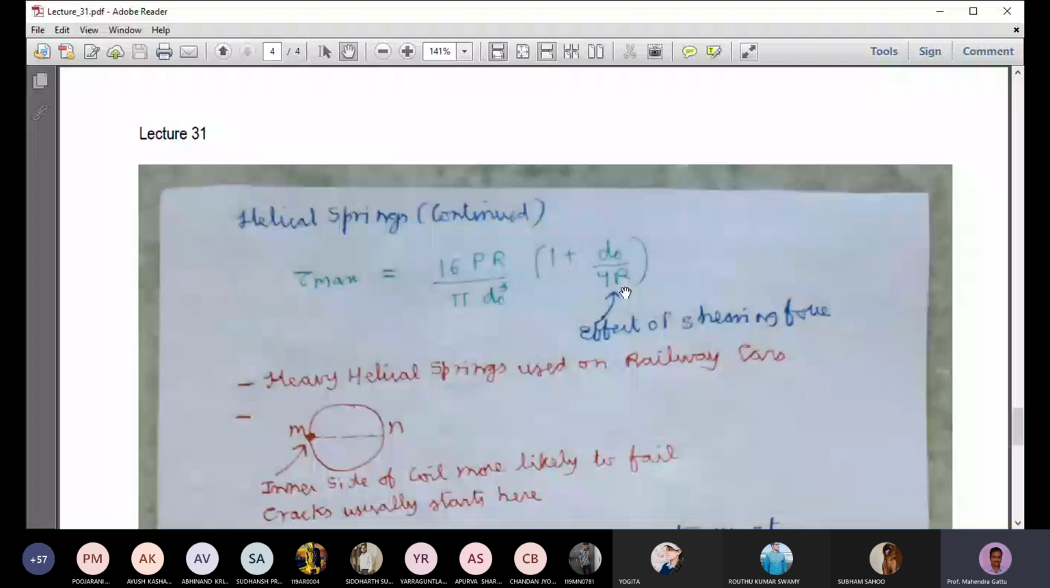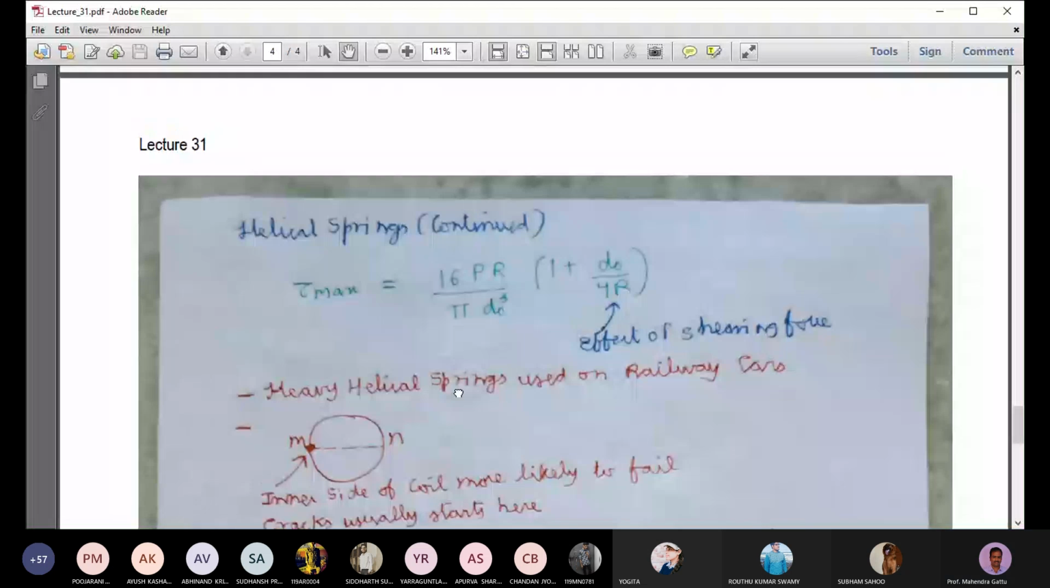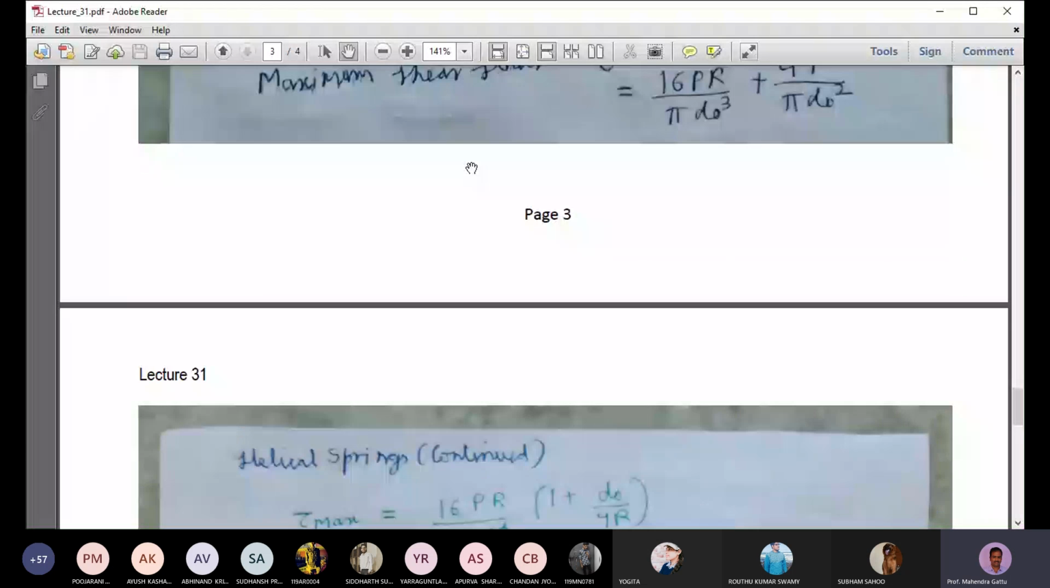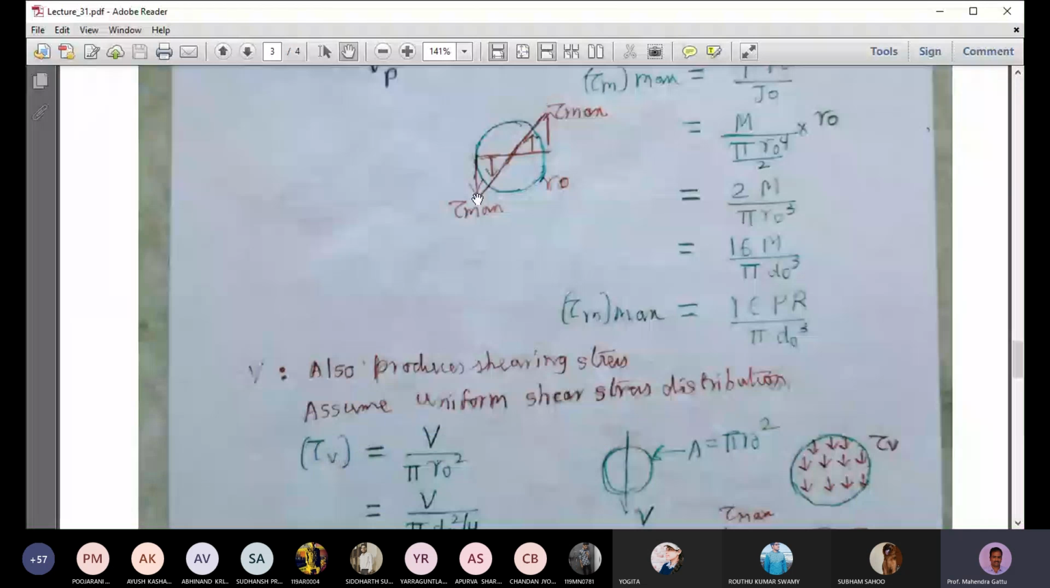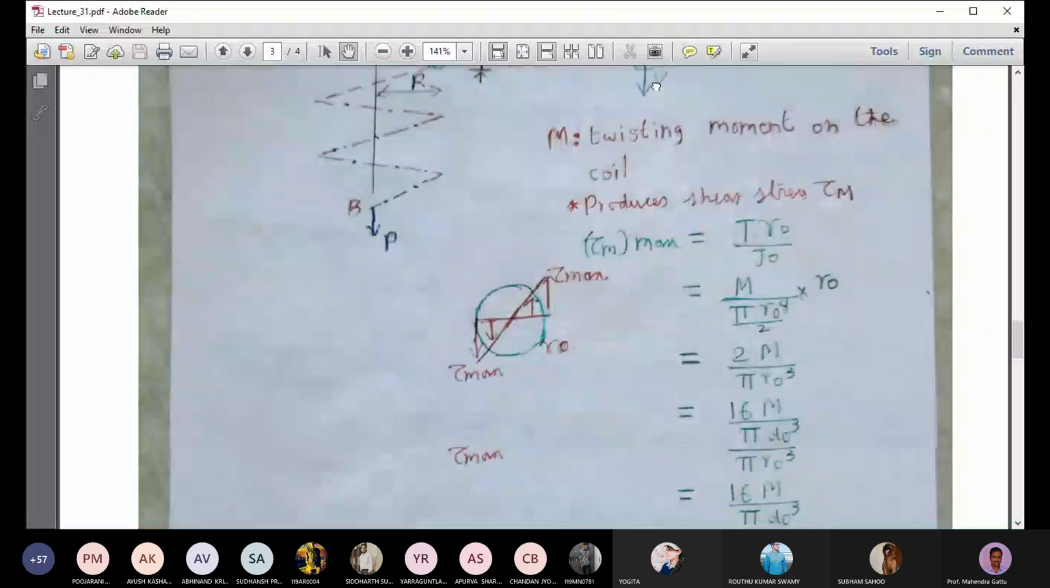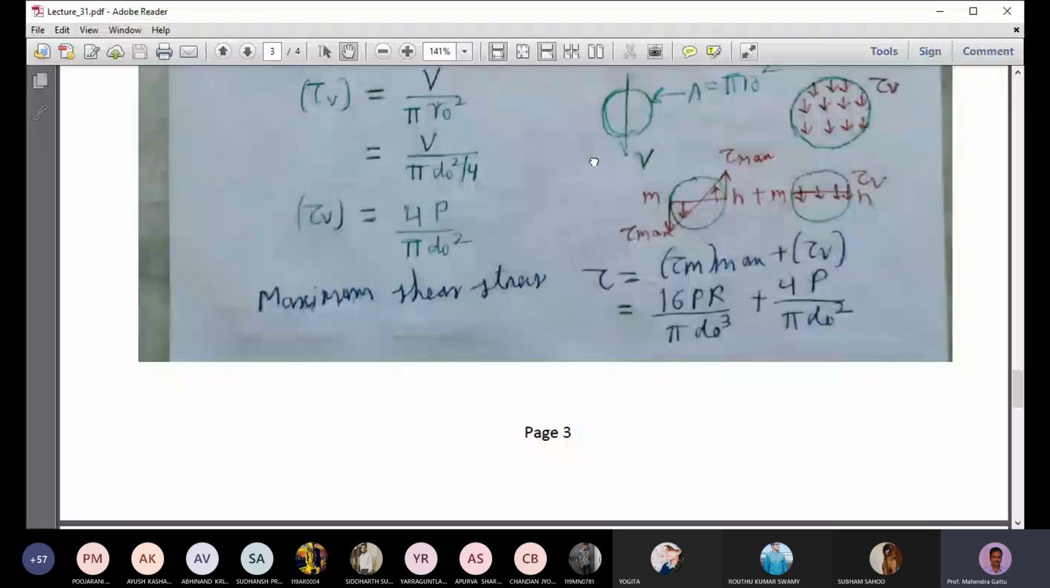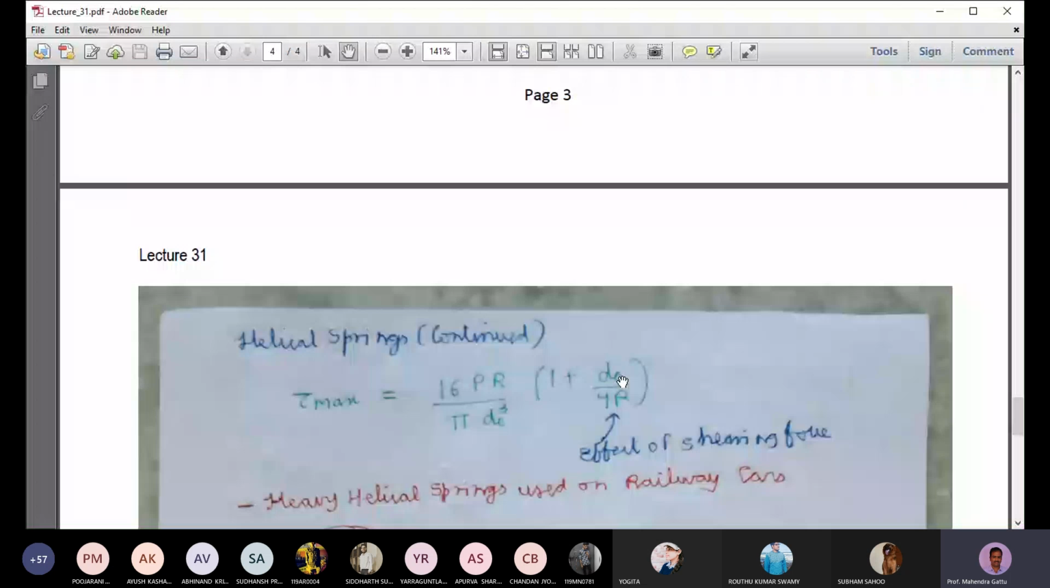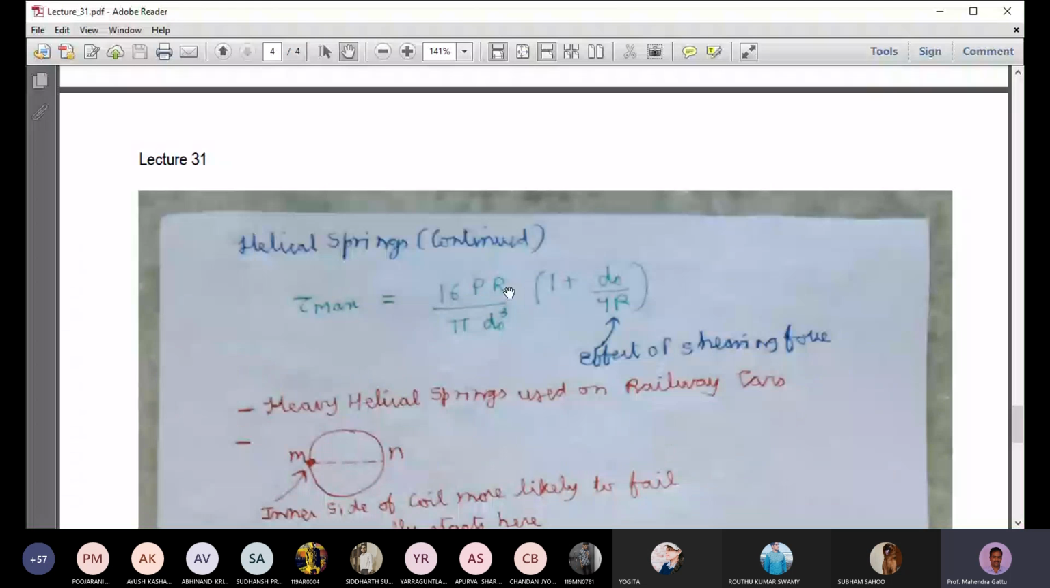Here this term d naught by 4R represents the shear stress due to the vertical shear V, and if the radius of the coil is very high, then the effect of that shear will be less. If R is very large, then the effect of the shearing force will be less, and more predominantly the shear stress will come from the torsional moment M, which is equal to PR.